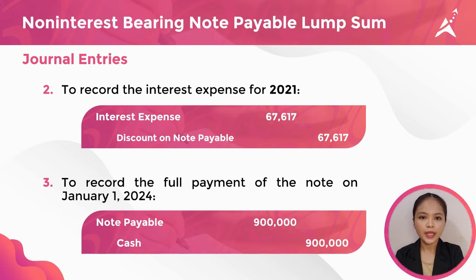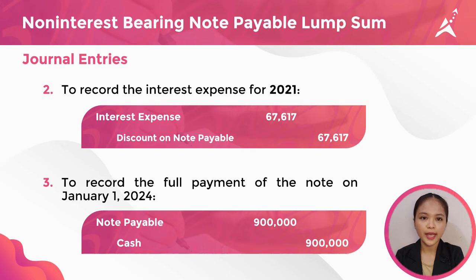We will debit interest expense for 67,617 pesos, which is computed by multiplying the 10% prevailing interest rate to the present value of note payable of 676,170 pesos. Then, we will credit discount on note payable for 67,617 pesos as well.